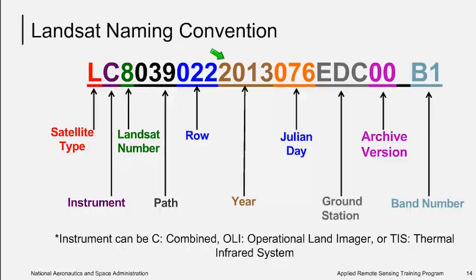Next is the year with which the scene was acquired, and then the Julian day, which is something often used by NASA in NASA data. You can find the conversion using a simple Google search, or within the exercise for today, there's a Julian calendar. Next is the ground station where the data were received. Then you have the archive number. In our scenes, you will obtain multiple .tiff images that are each band separately. So if you download the data in this manner, you will also see the band number at the end of the Landsat name.